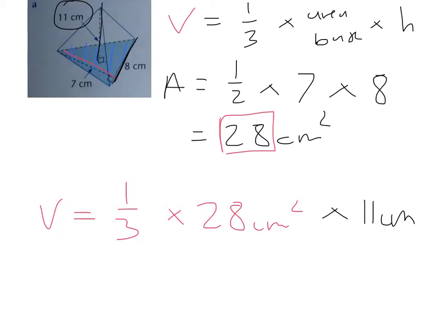So now you just have to put all that in your calculator and you'll get the actual result. So 1 over 3 times 28 times 11, and that is 102.7. Remember, it's cubic centimeters because square centimeters times centimeters is cubic centimeters. So in this case, for this pyramid, our volume is 102.7 square centimeters.